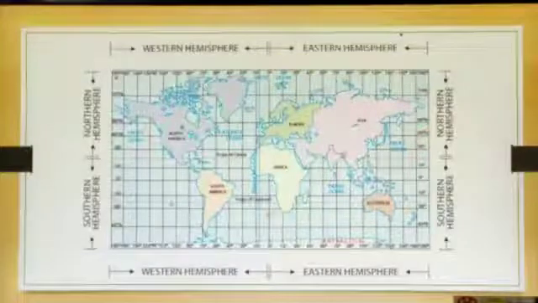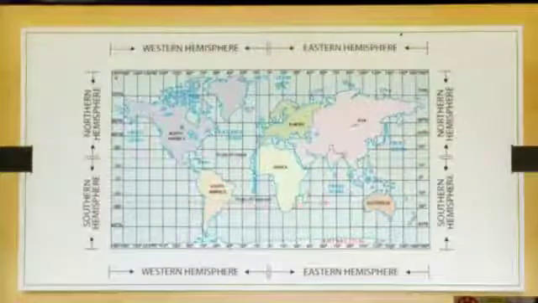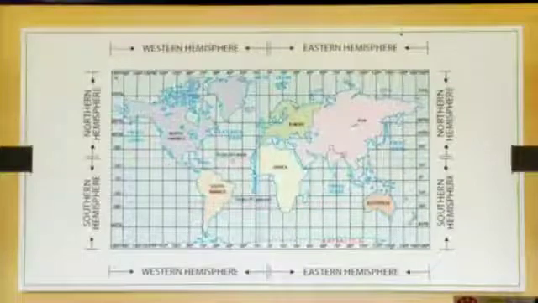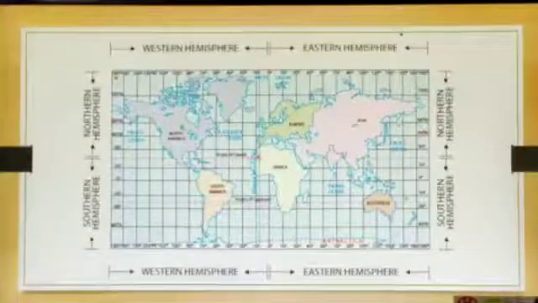Now we can also see the dotted lines here, children. Tropic of Capricorn in the south and Tropic of Cancer on the north of the equator.